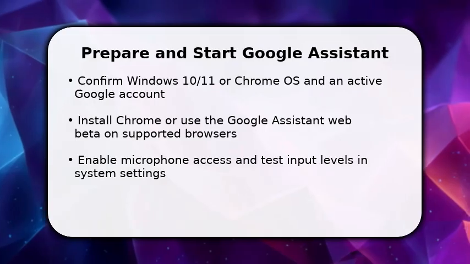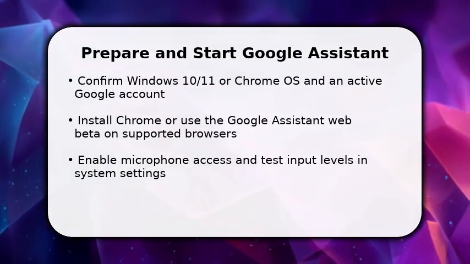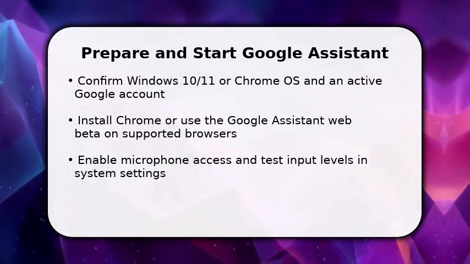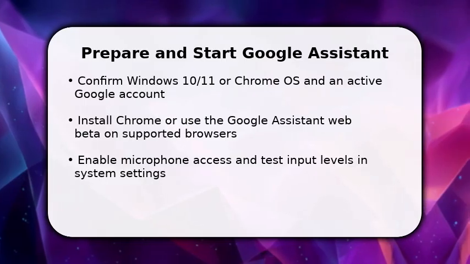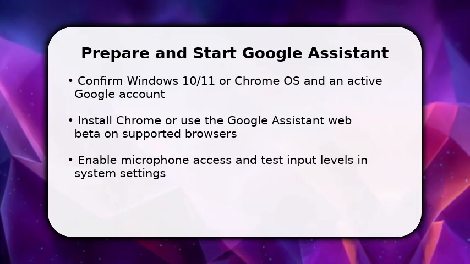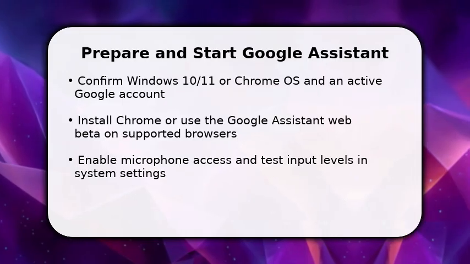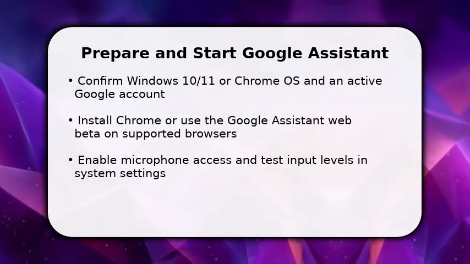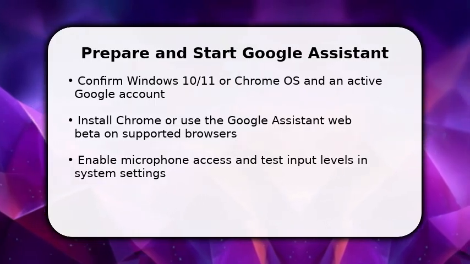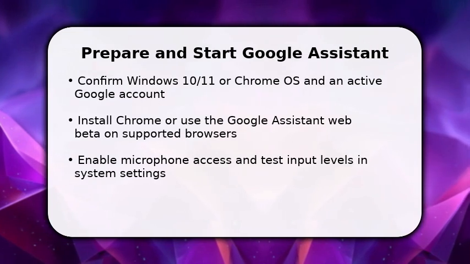You begin by confirming requirements: a supported PC and a signed-in Google account. Once done, install or update Chrome and grant mic permissions so Assistant can hear you. Open a compatible Assistant entry point, like the web beta or a Chrome extension, and sign in with the same Google account. Make sure your microphone is selected in System Settings and run a quick recording test. This avoids later audio failures and moves you straight into configuring Assistant controls.